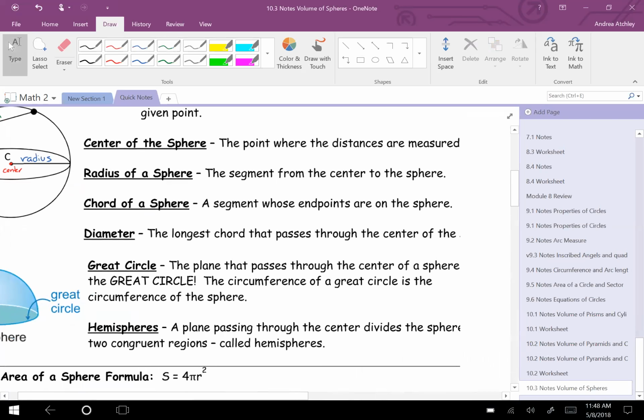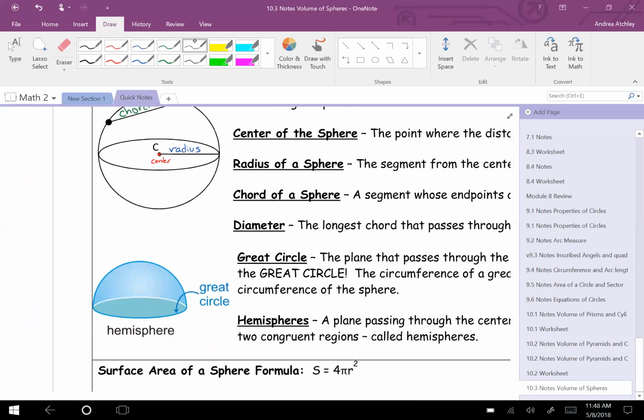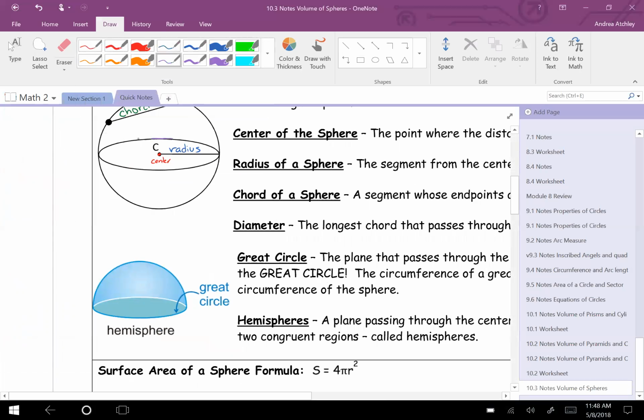The diameter is the longest chord that passes through the center of the sphere. You don't have a diameter pictured, but it's the same as the diameter of a circle. It goes through the center and hits the two edges. A plane that passes through the center of a sphere forms the great circle. The circumference of a great circle is the circumference of the circle. So this right here is the great circle.